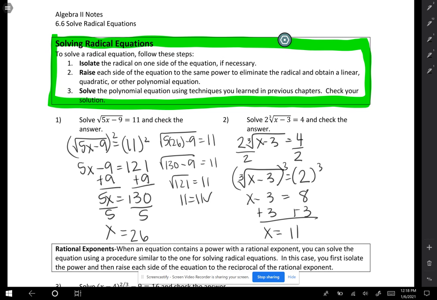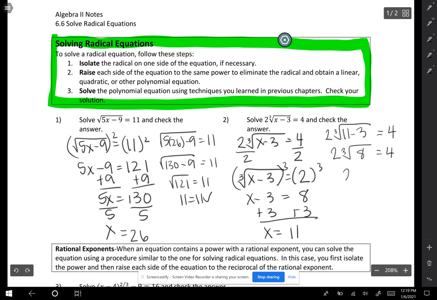To check my answer, I'll plug it into the original problem. 2 times the cube root of 11 minus 3, and we're going to see if that equals 4. 2 times the cube root of 11 minus 3 is 8, equals 4. 2 times the cube root of 8 is 2, so I have 2 times 2, and that is in fact 4. So that's it for example 2.